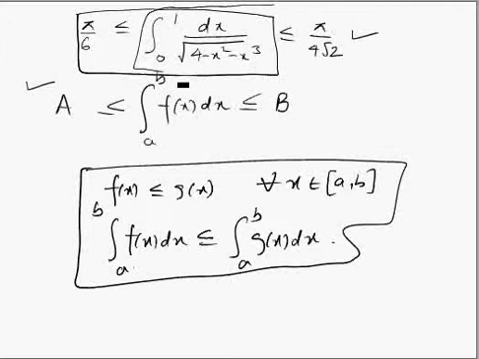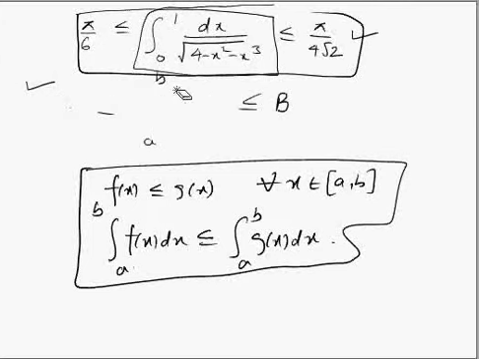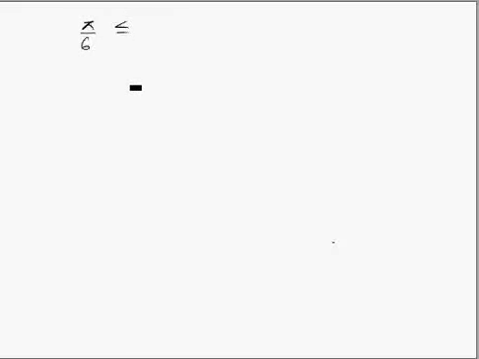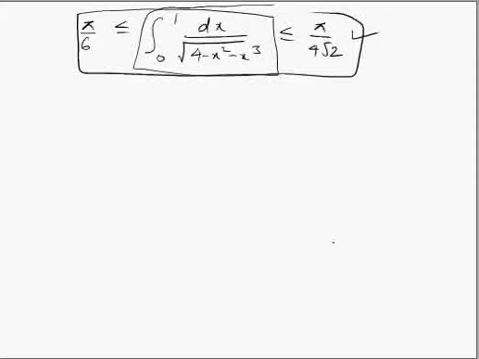Now let us start with this. To prove this is greater than pi by 6, we know x cube, in the 0 to 1 interval, is greater than or equal to 0. Minus x cube is less than or equal to 0, because when you multiply with a negative number you need to change the sign of the inequality.